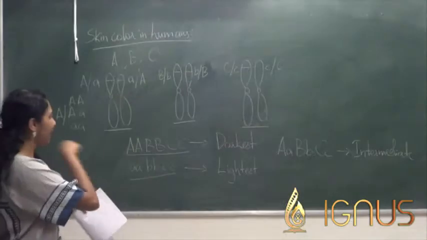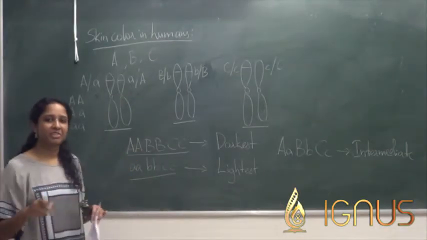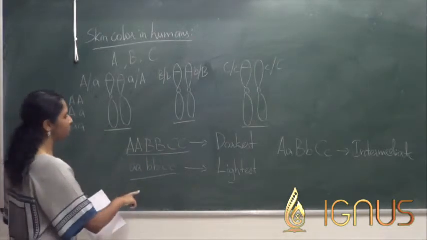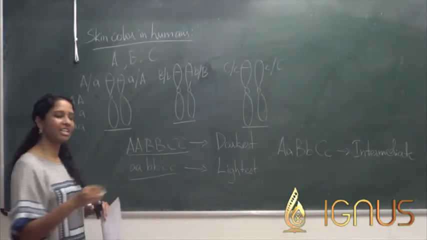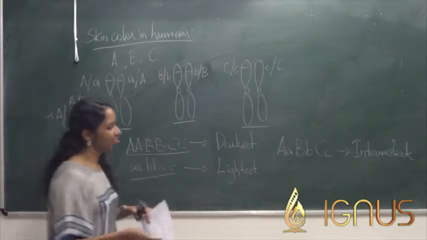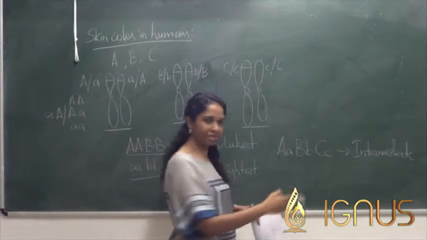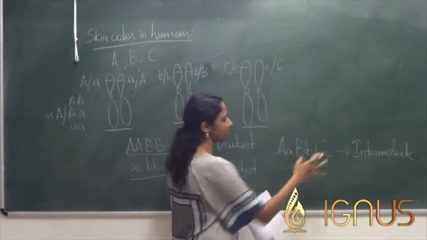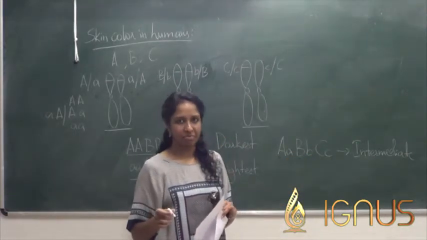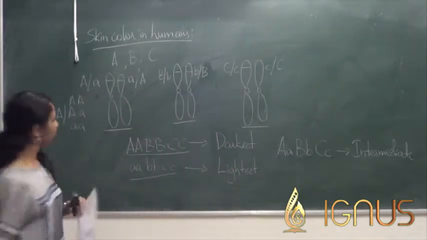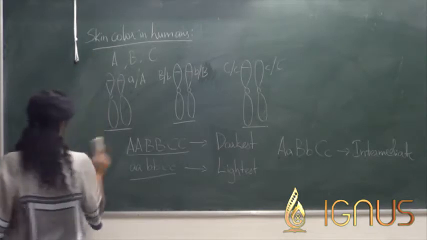If you have homozygous dominant for all of the genes, then you have the darkest skin color. If you have homozygous recessive for all of the genes, then you have the lightest skin color. If you have a mix and match, as in three alleles which are dominant and three alleles which are recessive, then you are going to have an intermediate skin color. Now we can just plot it here as a reference point for us.